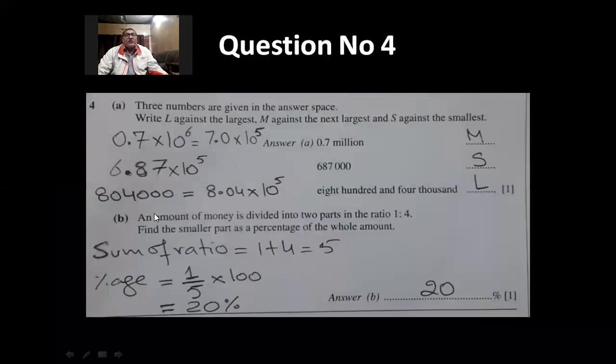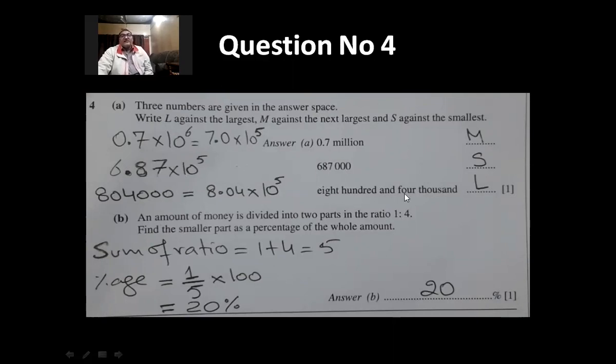So we have question number 4 here, and you can see the 3 numbers. 0.7 million means 0.7 times 10 raised to power 6. So move this decimal 1 step to this side, so the power will be decreased by 1. So you will have 7 times 10 to the power 5. And then you have this number, 687,000. If I write it in the standard form, it will be 6.87 times 10 to the power 5. I move this decimal 5 steps towards the left.